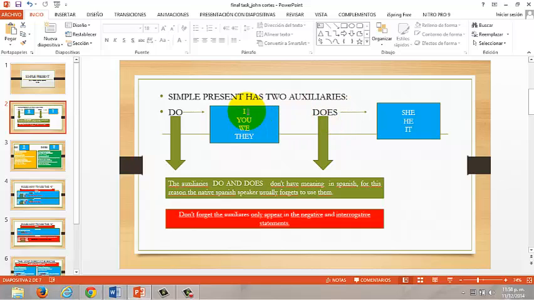We use the auxiliary do when we use no third person in the sentence. So in that case, I, you, we, and they. And we use the auxiliary does when we use she, he, and it. Another important thing is that the auxiliary do and auxiliary does only appear in the negative and interrogative sentence. In the affirmative, they don't have to appear.